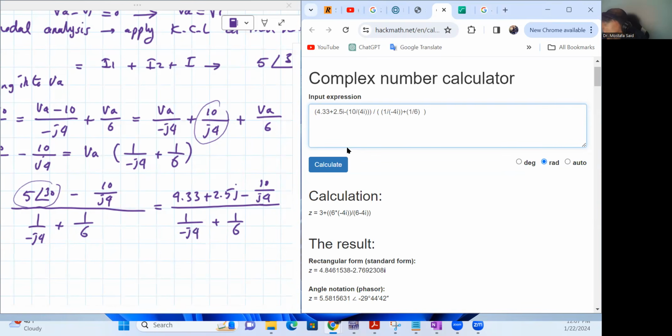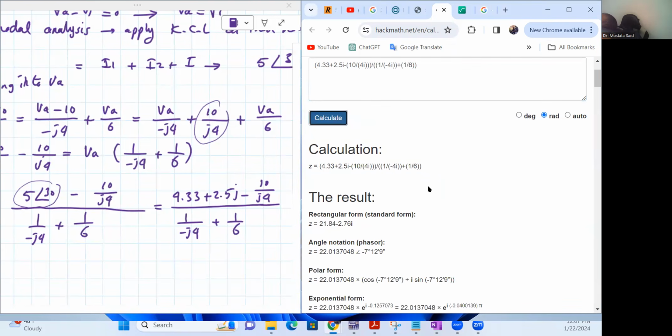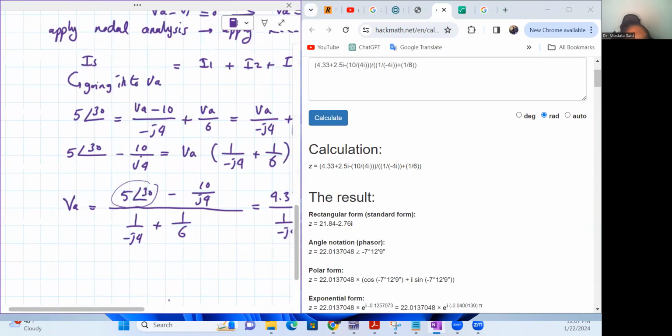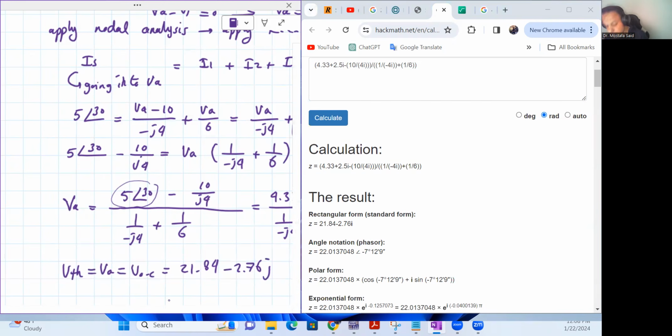1 divided by 6. So let's review. 1 divided by 6, 1 divided by minus 4i. The denominator looks good. So we have V7, which is VA, which is V open circuit, equal to 21.48 minus 2.76i, and it also gives the polar form.